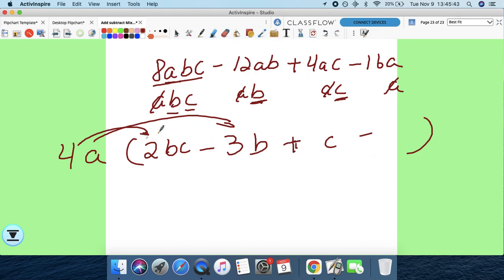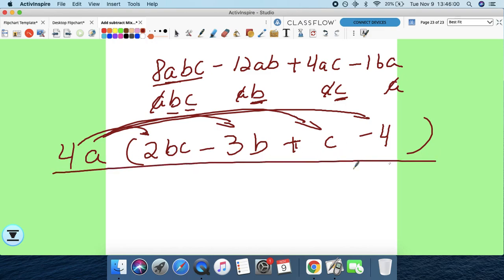And finally, 4 times what is 16 is times 4, and then the a's cancel, so we don't have to write it. So 4a times c, first of all, is 4ac, good, and 4 times negative 4 is negative 16a. And that's it, and this is the expression. Okay, that's easy.